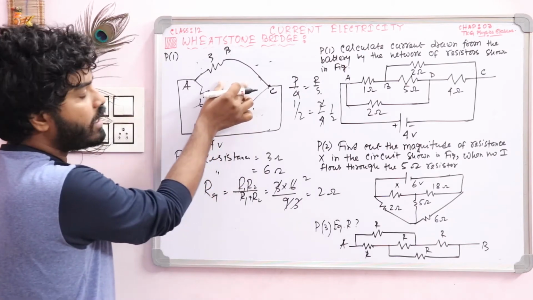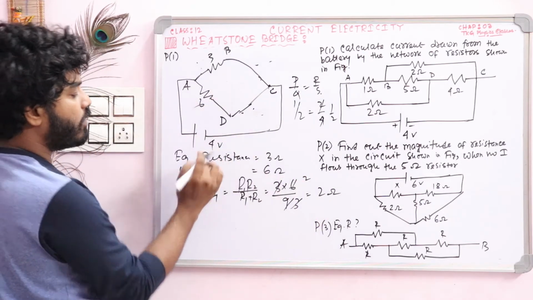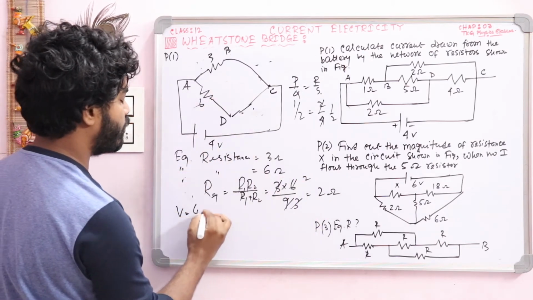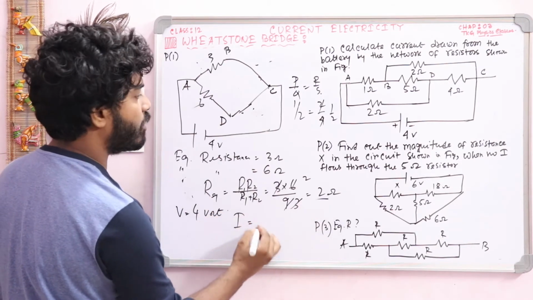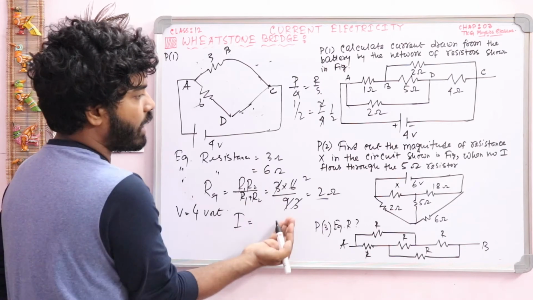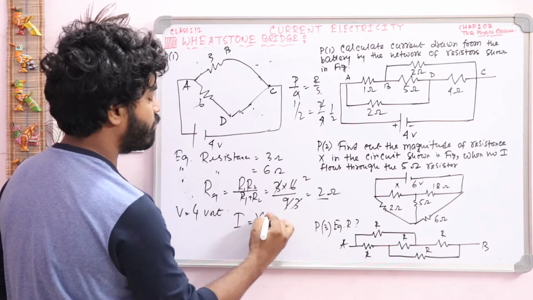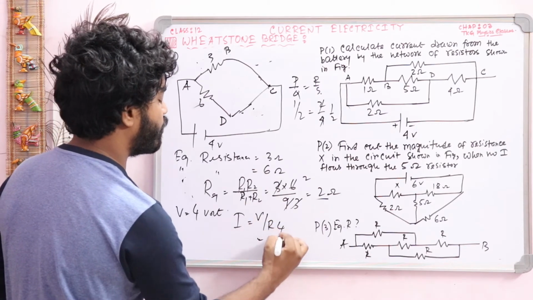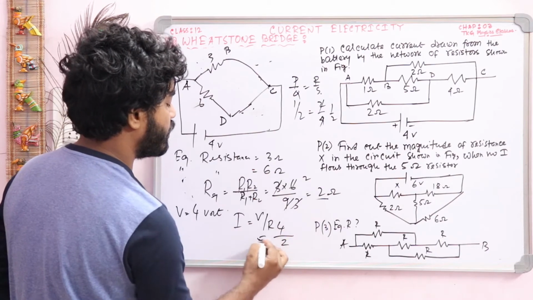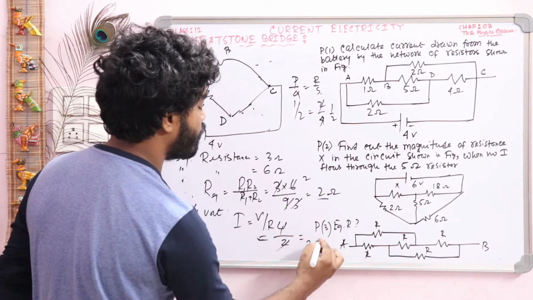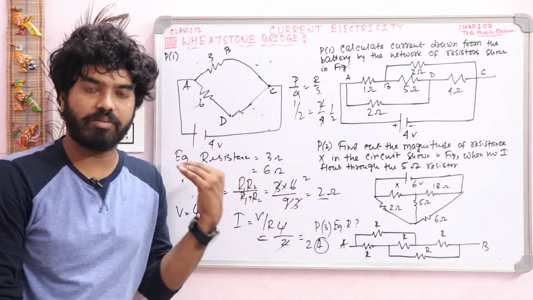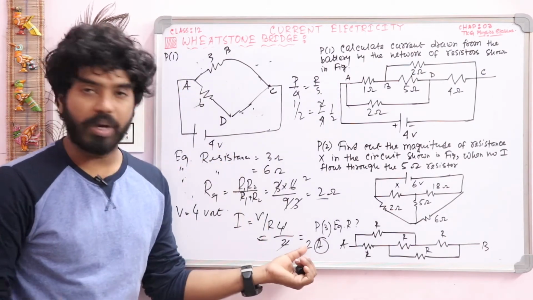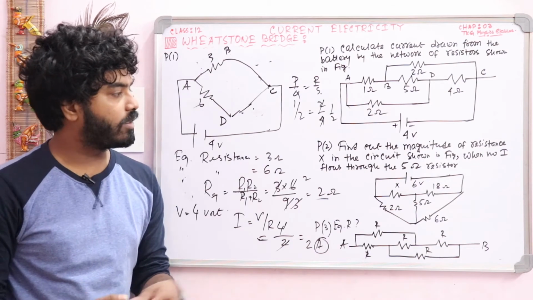So our equivalent resistance is 2 ohm, voltage given is 4 volt, equivalent resistance 2, so current I is equal to, according to Ohm's law, V equal to Ri, so I equal to V by R. Here V is 4 and R is 2, so this value is 2 ampere. So the current drawn from this circuit, from the battery, is 2 ampere. Okay, now see second problem.